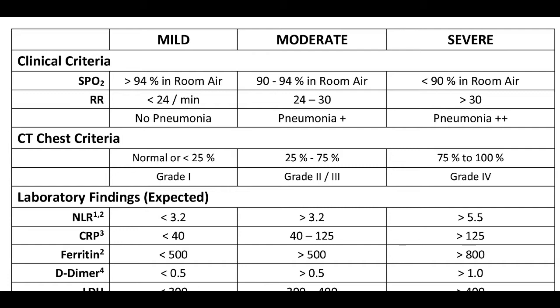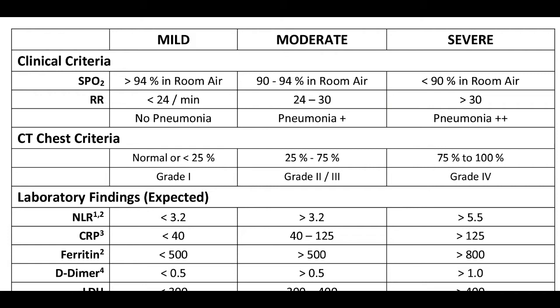The oxygen saturation has to be more than 95 in the normal cases. In the mild disease, if it is less than 94% in the room air, we call it mild disease, and respiratory rate less than 24 cycles per minute. So how to measure the respiratory rate? Keep your hand over the chest. One inward movement and one outward movement together is called one cycle of respiration. Such cycles, if they increase to more than 24 per minute, it comes under mild disease.